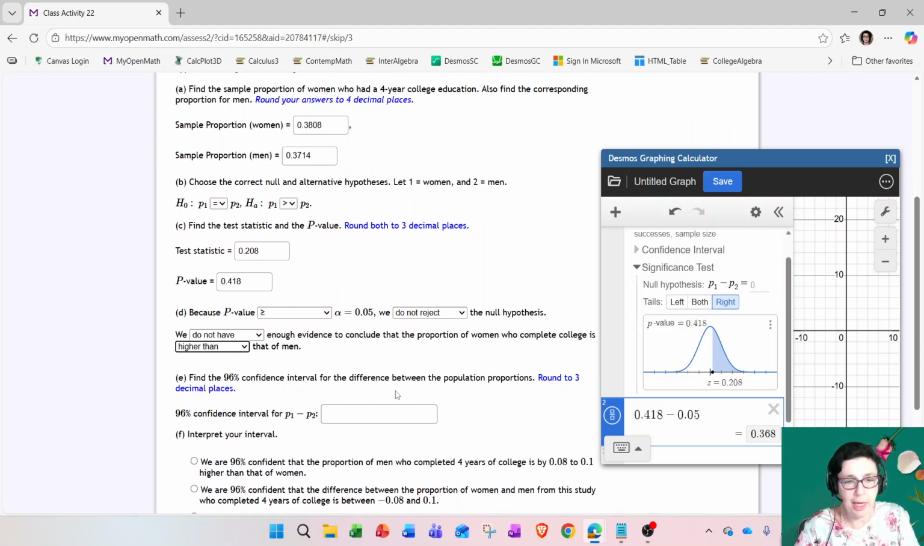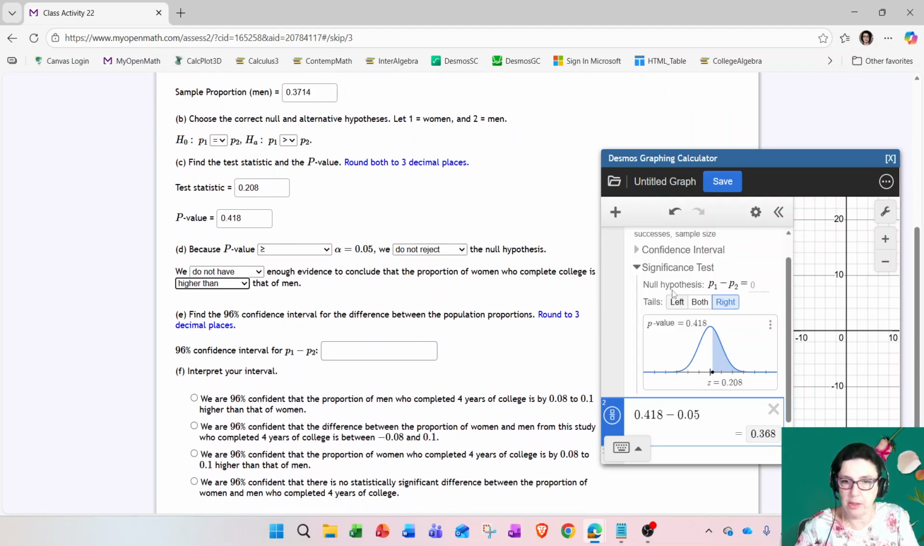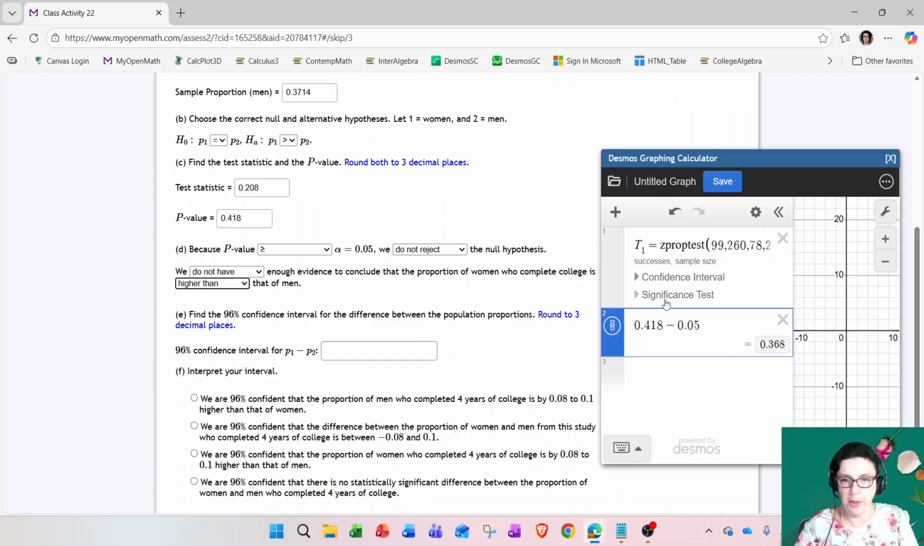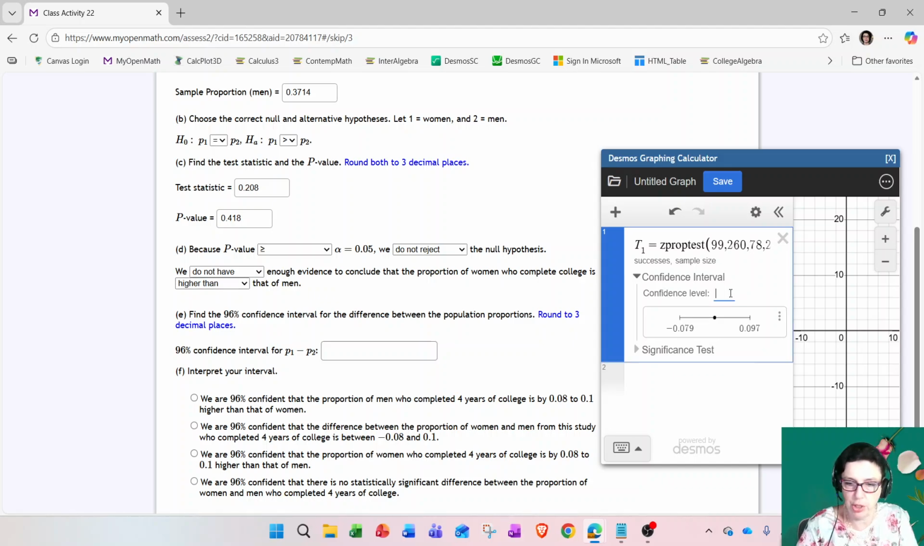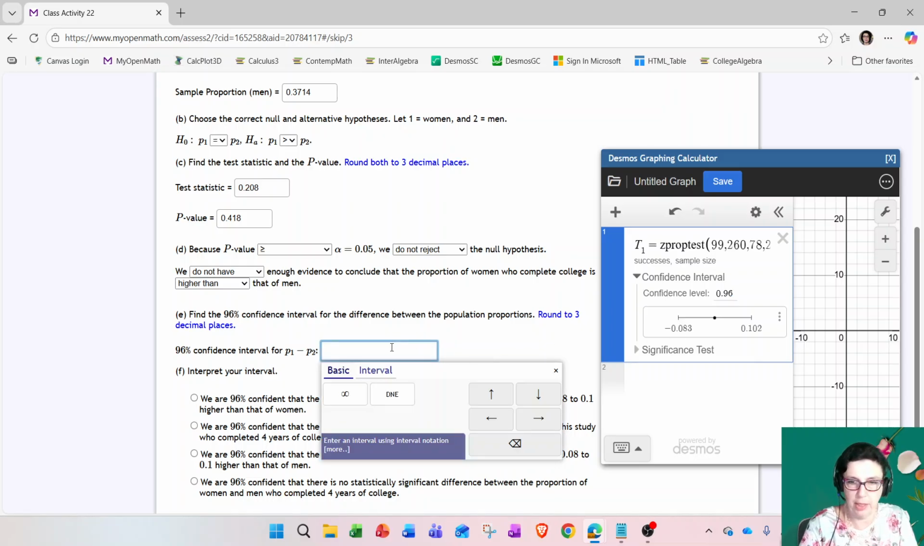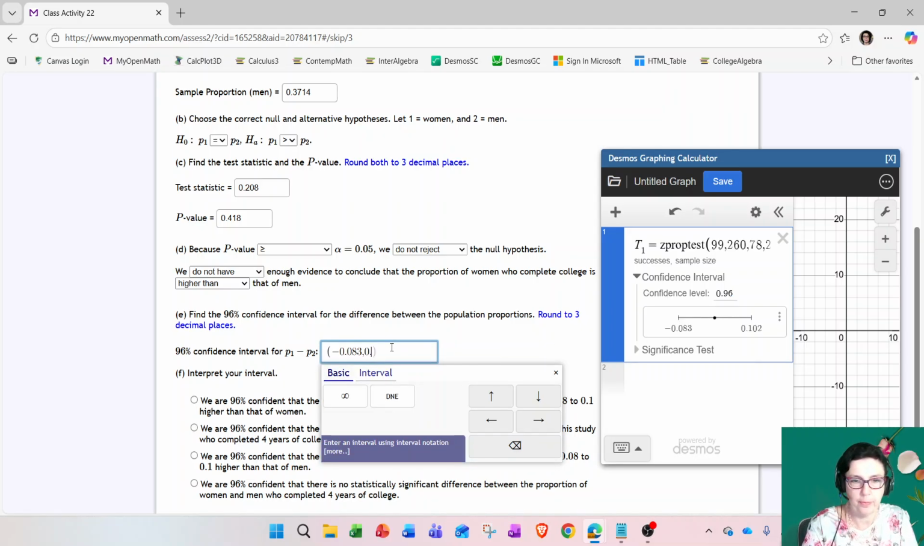All right. The next part is the 96% confidence interval. So let's close the significance test menu. Let's open up the confidence interval menu. And we do need to change the confidence level. So with the confidence level, you have to watch out. It says 96, so you're going to change this to 0.96. And it gives you the interval. Okay, so let's just put that in here.